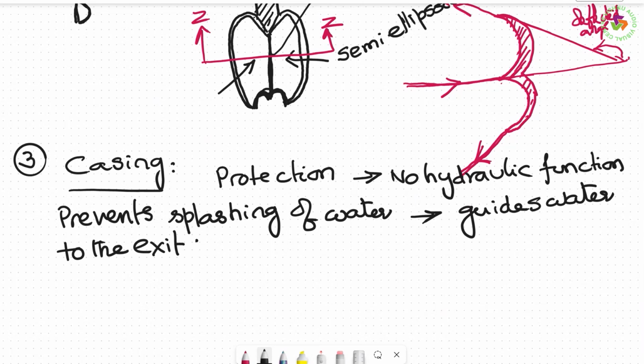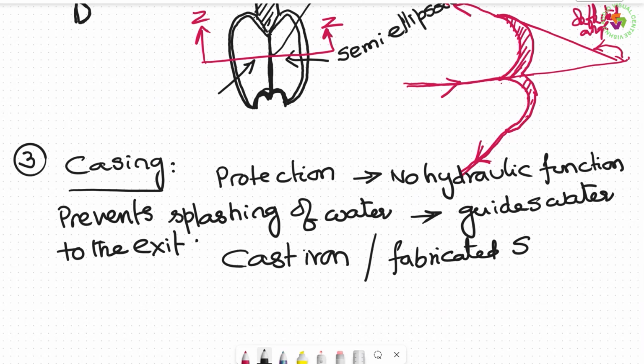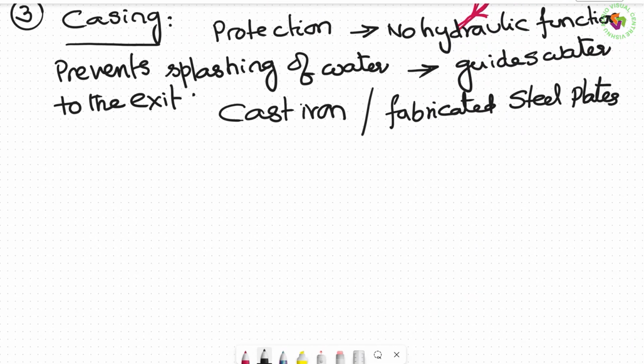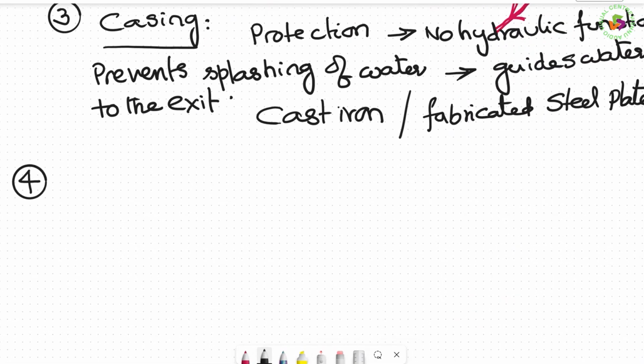Generally, it is made of cast iron or fabricated steel plates. So this is what casing is. It is only a protection gear to avoid splashing of water into the entire room. And the fourth one is the braking jet.